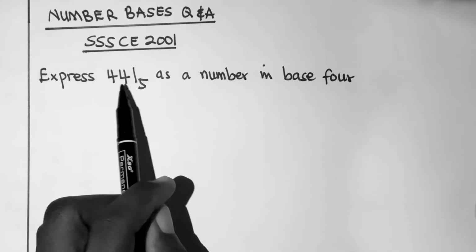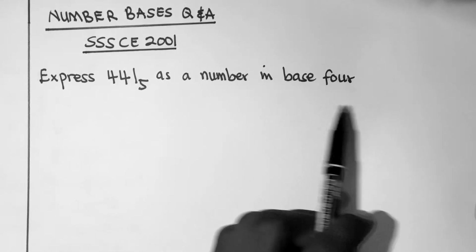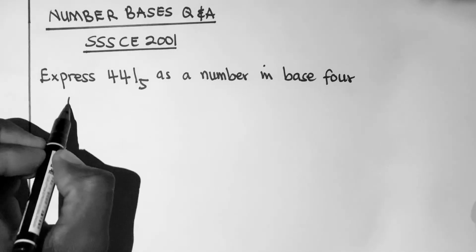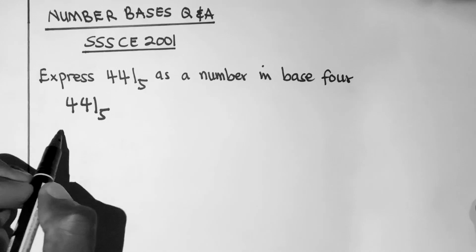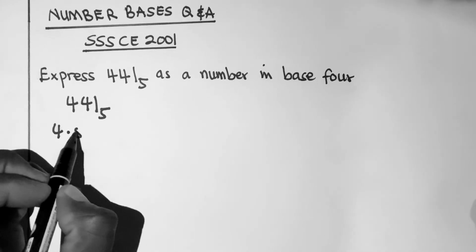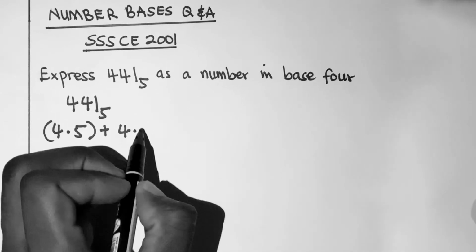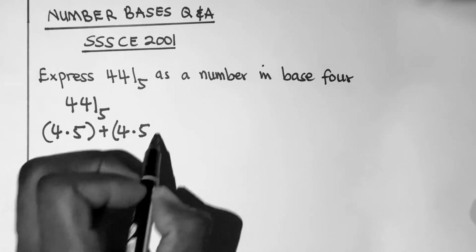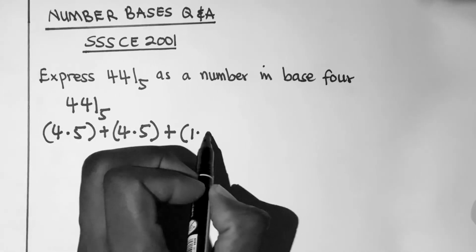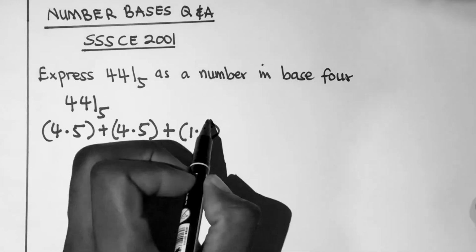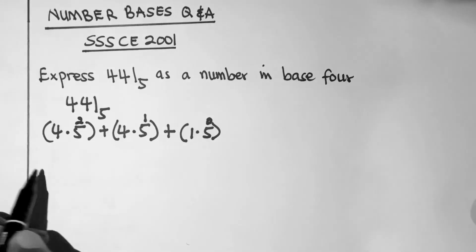To be able to do this, we need to first convert 441 base 5 to base 10, and then from base 10 we'll convert it to base 4. So let's convert 441 base 5 to base 10. What we do is we say this is 4 times 5, put it in one bracket, add it to 4 times 5, that is this 4, and put it in another bracket, then add it to 1 times 5. So you start from the last one, which is 0, 1, and then 2.